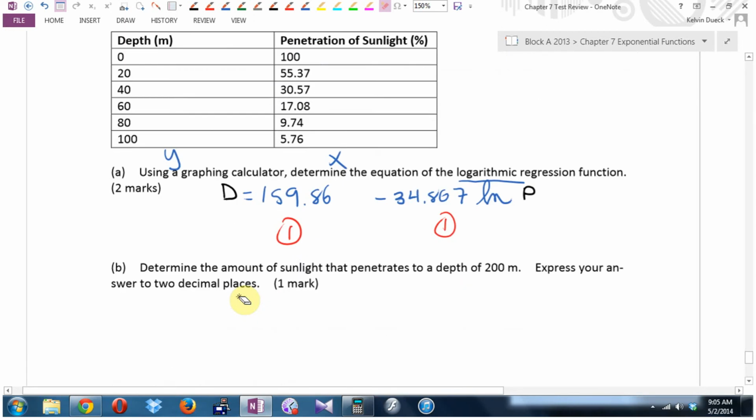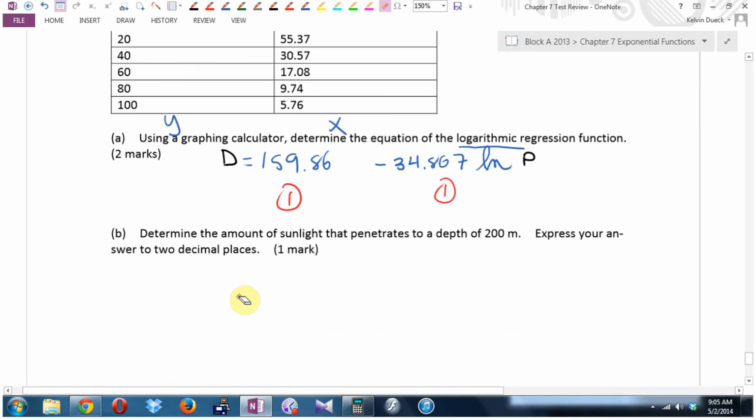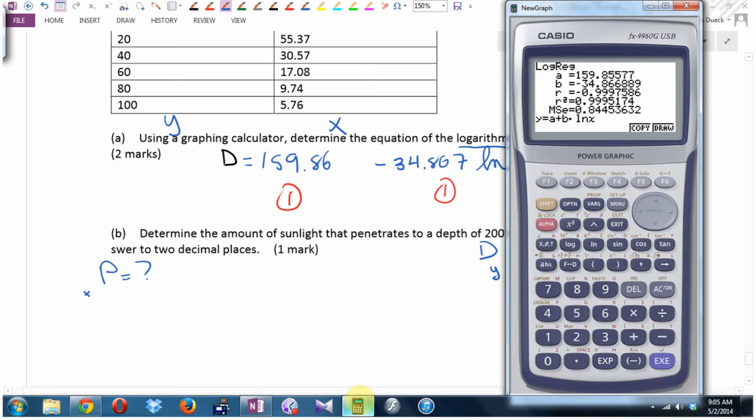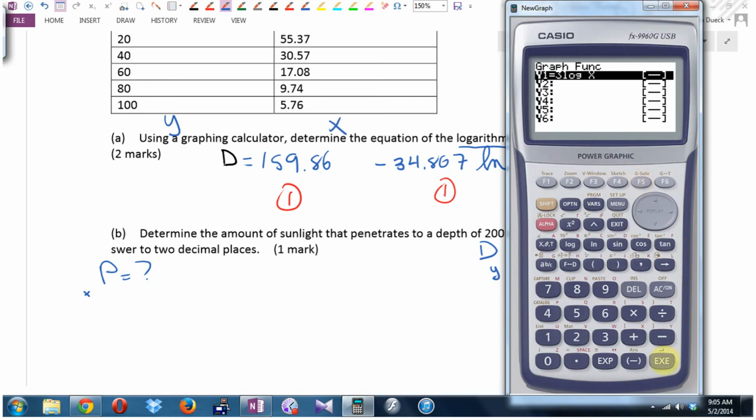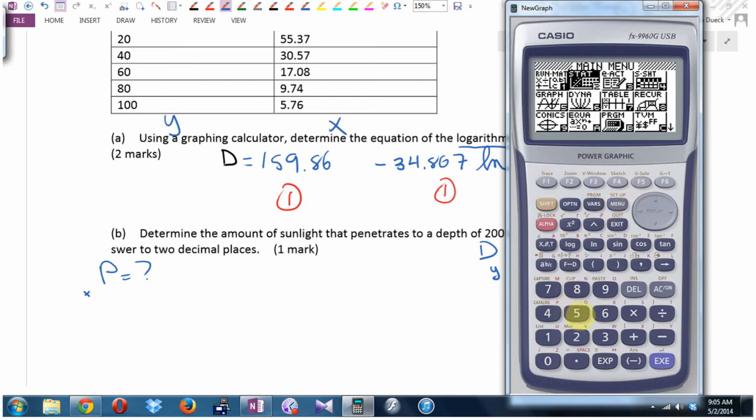Let's find out. It says, determine the amount of sunlight that penetrates to a depth of 200 meters. This is a depth, right? So they want me to find a p-value. Or in my equation, they want me to find an x value given a y value. That's why I did that, because that would be hard to decipher otherwise. So I'm going to copy this equation, enter. Hopefully it's there. Hey, there it is.